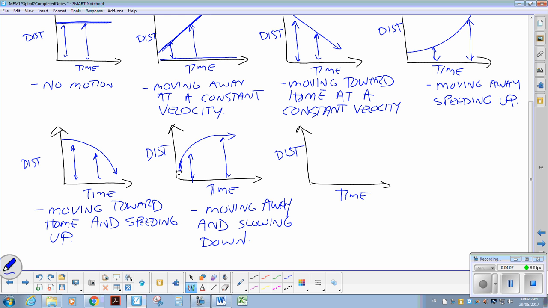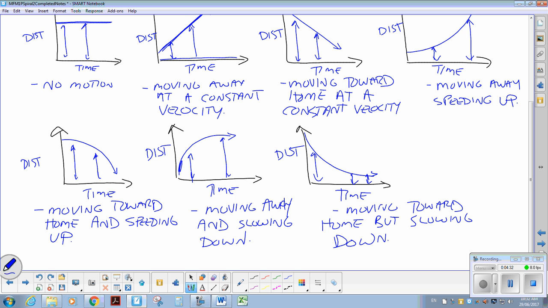And the final graph then is this one here. Similar idea. You start out really fast, your distance is decreasing, but when you get out here, not much change. So you're moving toward home, but slowing down.